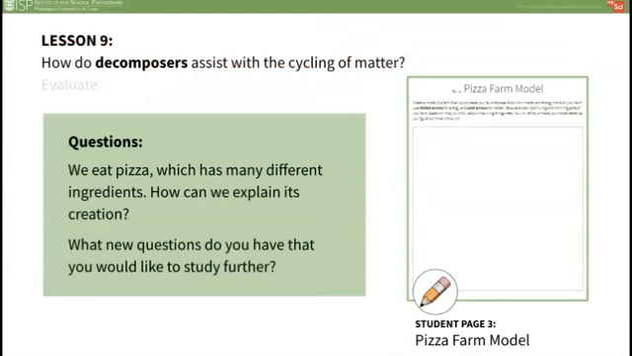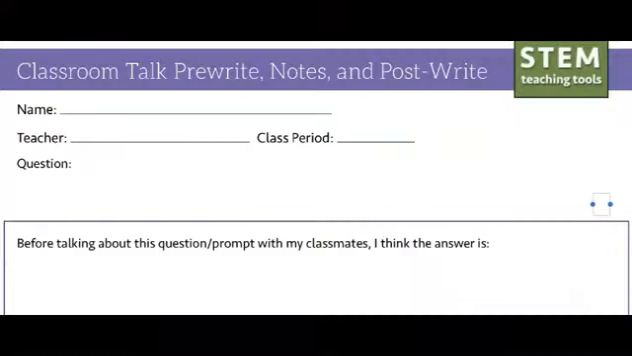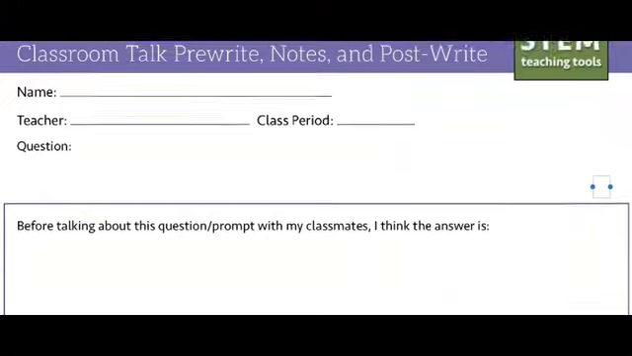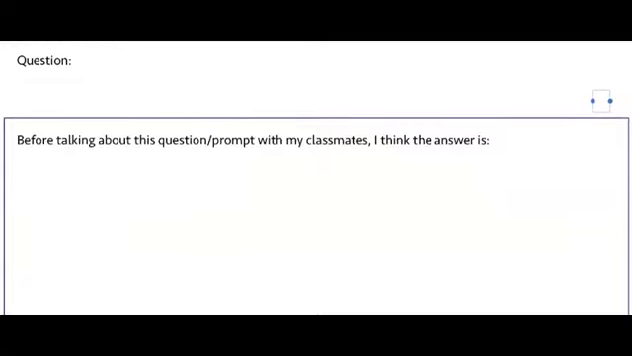Next, revisit the original phenomenon posed to students. We eat pizza, which has many different ingredients. How can we explain its creation? Give students time to think, pair, share. Let them use their farm model to help them construct their explanations. You may want to use a strategy such as share trade or claim pass from STEM teaching tools.